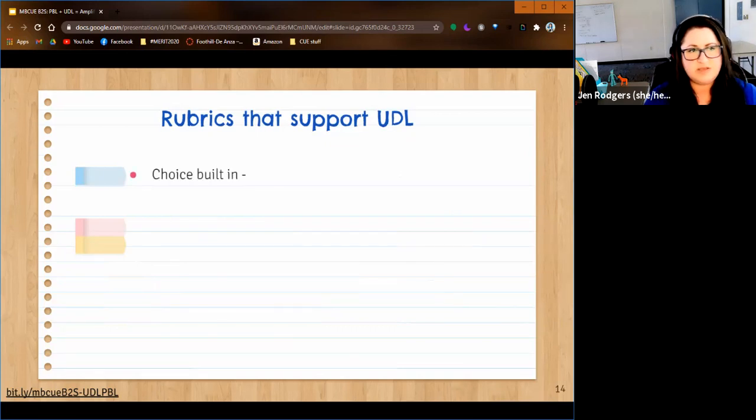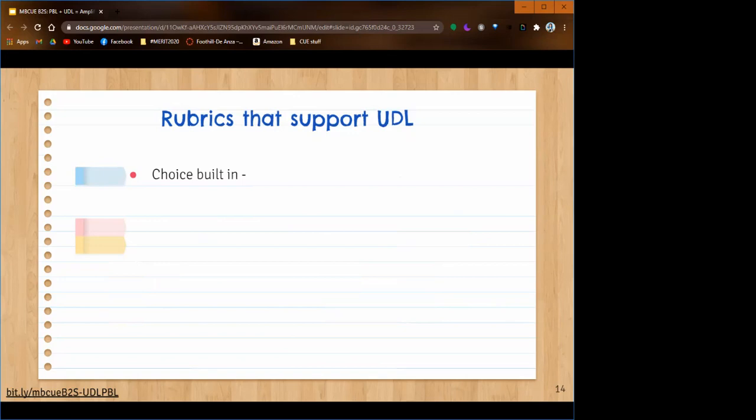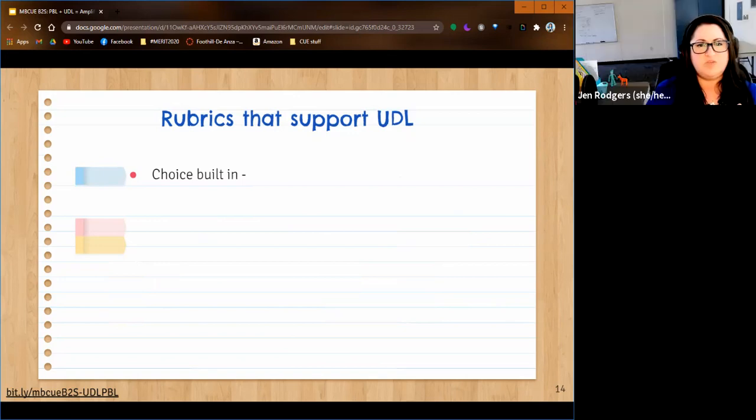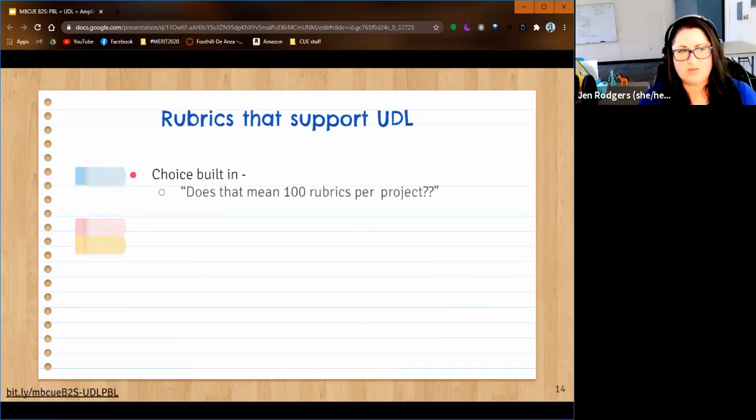All right, so rubrics that support UDL. When I talk about UDL, I get really excited about the ideas, but the fear factor comes in with teachers like, wait, I have to do how many things at once before I even start this unit or project with the students? Does that mean I have to have a rubric for every single choice the students may want to do? If I'm doing one project but there are all these different ideas, do I have to have 100 different rubrics for that project? Absolutely not. That sounds terrible. Nobody's going to do that. Please don't make 100 rubrics.